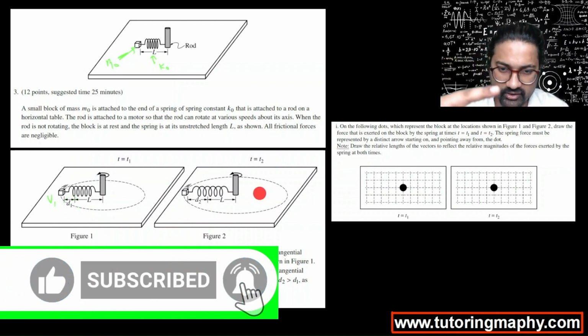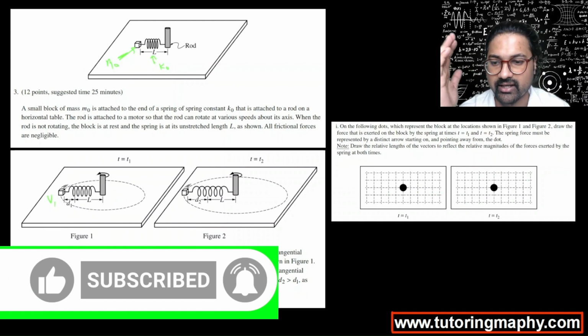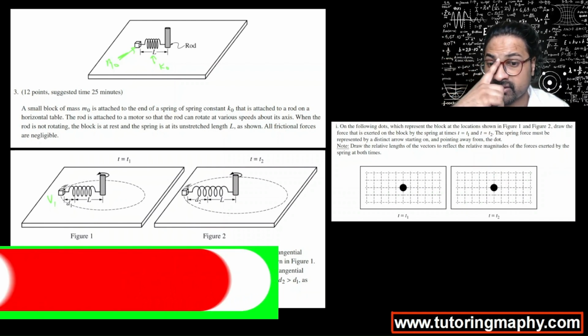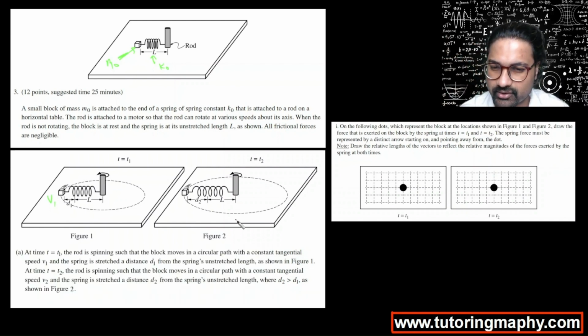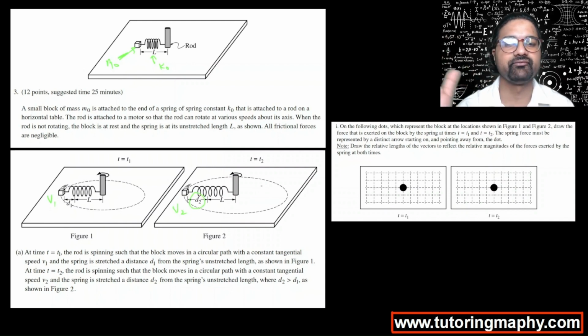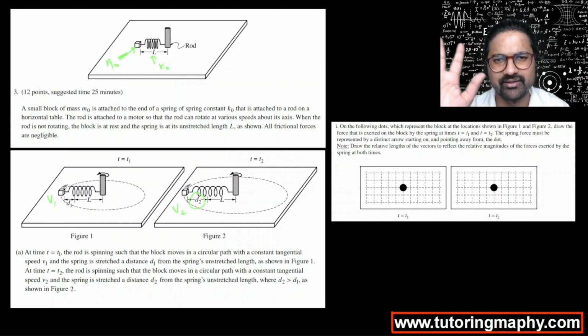Likewise, in figure 2 over on the right side, at time t equal to T2, the rod is spinning such that the block moves in a circular path with again a constant tangential speed V2, with an elongation of D2. Once again we do not know the value of omega, but there is some different omega, which we know for sure is different. We know that D2 is greater than D1, fair enough.